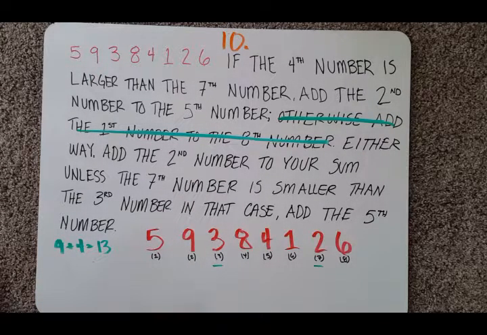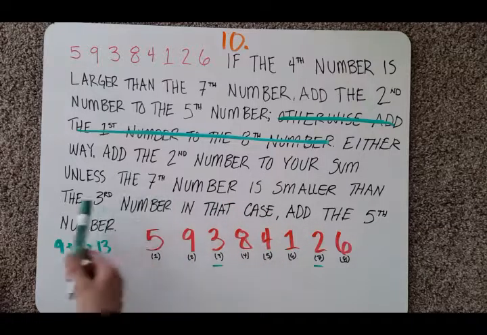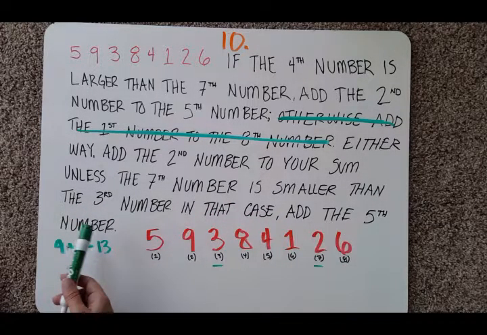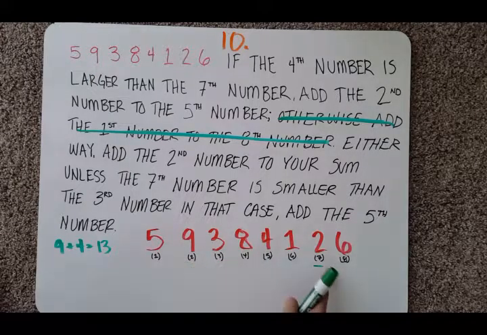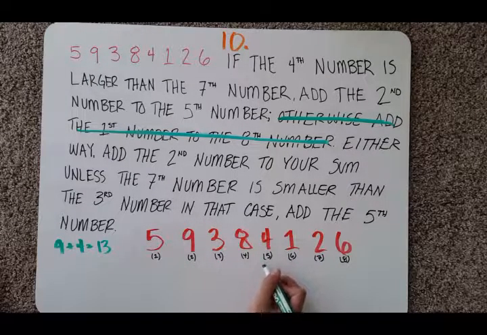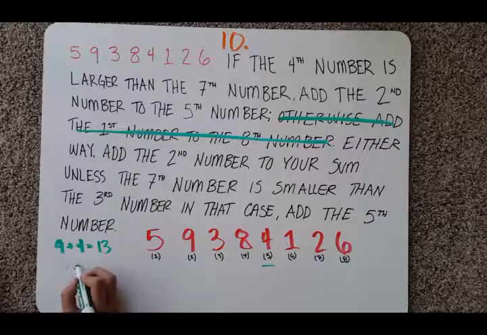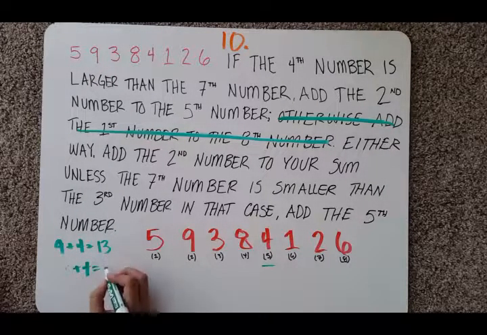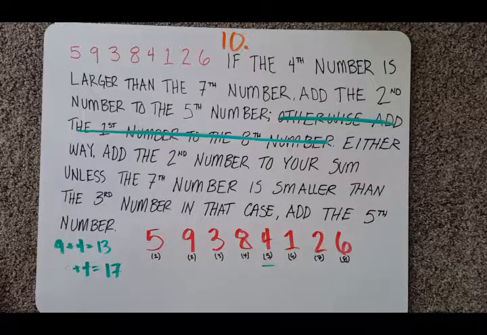Now we need to find out what we do. So if the seventh number is smaller than the third number, in that case, add the fifth number. Okay, so that means we're going to add this one. So plus 4. So 13 plus 4 equals 17.